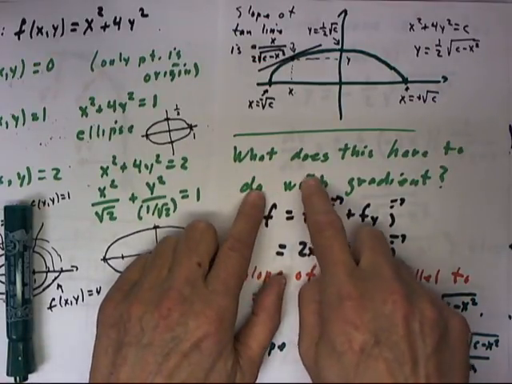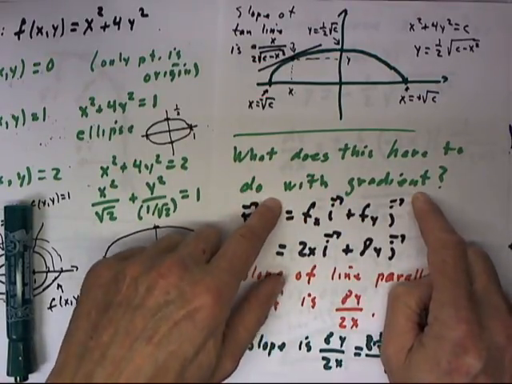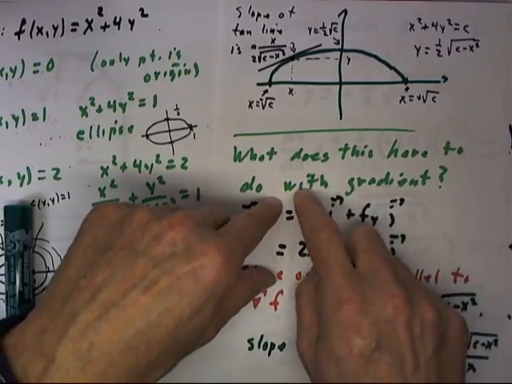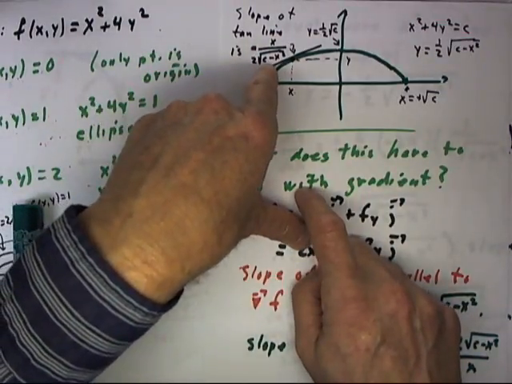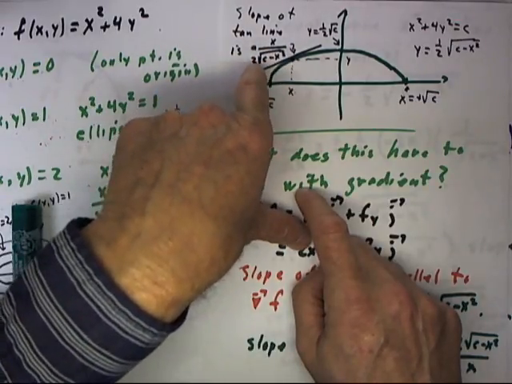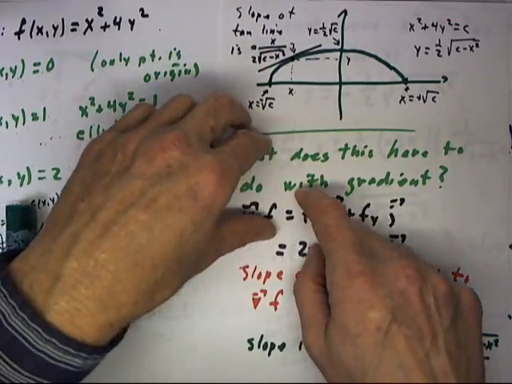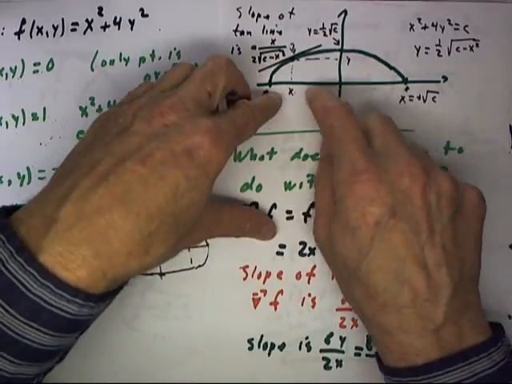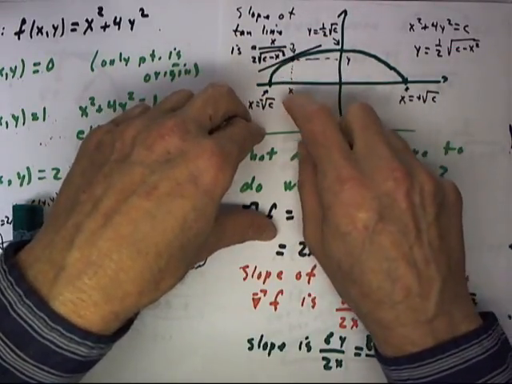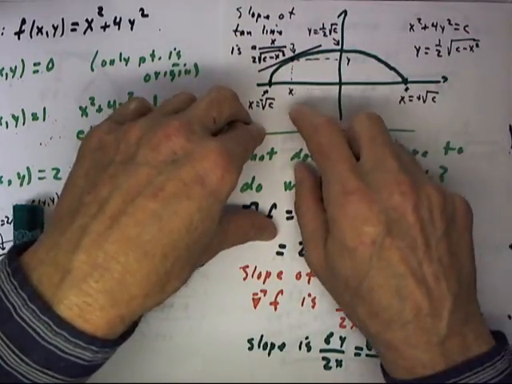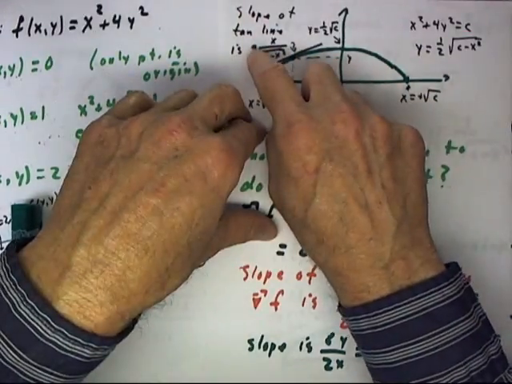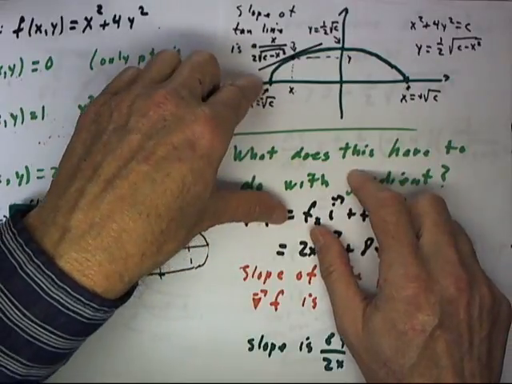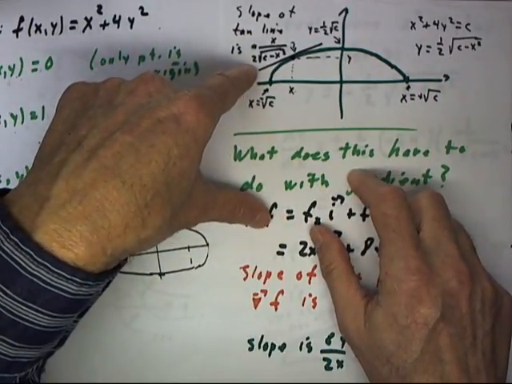Okay, so we have the question, what does all this have to do with the gradient? Now, on the last clip, you noticed that I corrected this slope. It should be negative x over 2 square root of c minus x squared, which is positive. X here is negative, and we know that the slope is positive, so just about everything I said about where we use the positive and the negative on this expression for the derivative was backwards.